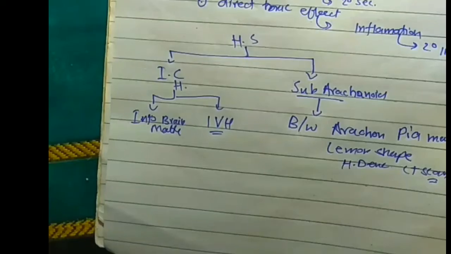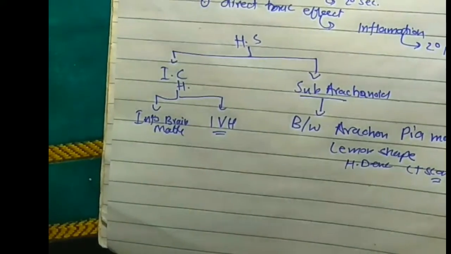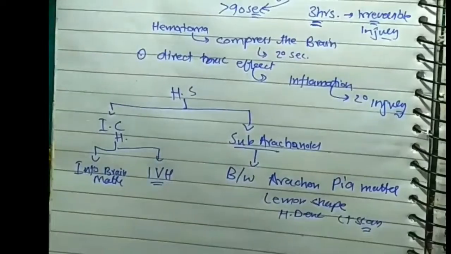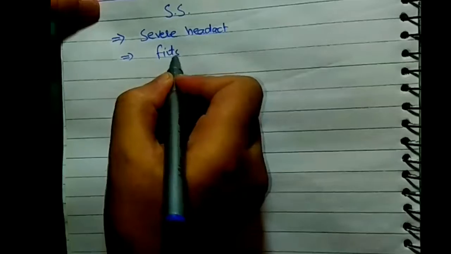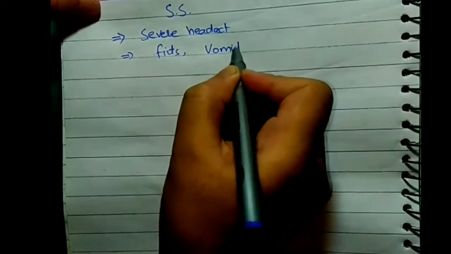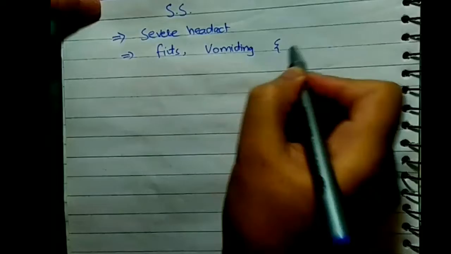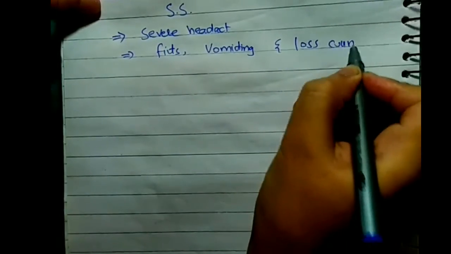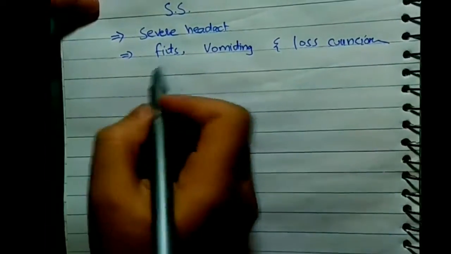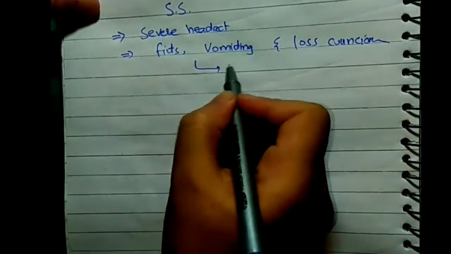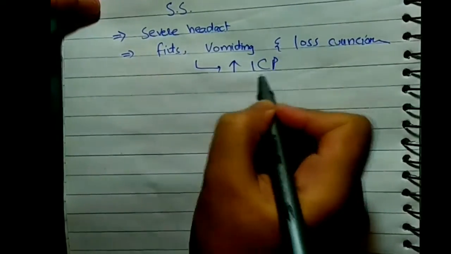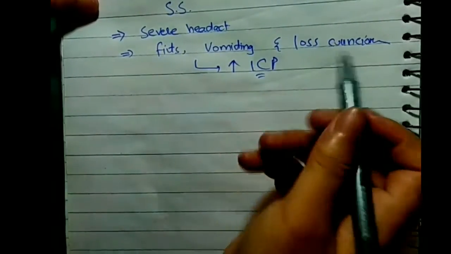Now we will discuss the signs and symptoms of hemorrhagic stroke. The patient presents with severe headache, fits, vomiting, and loss of consciousness. Why are there fits, vomiting, and loss of consciousness? These are due to raised intracranial pressure. These are signs of raised intracranial pressure.